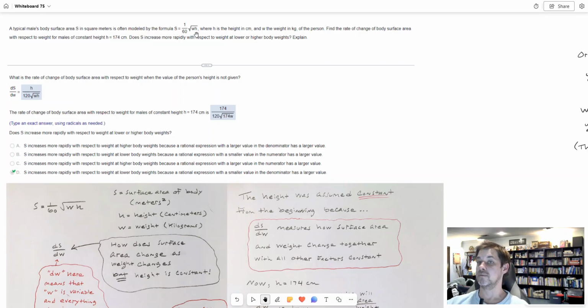So if somebody's height remains constant and their weight goes up or down, then yeah, I can see that their skin's going to have to stretch or something like that, right? The surface area of their body is going to have to change if you hold the height constant, okay? So I kind of get that. You hold the height constant, you get heavier. Yes, your surface area will change as a result.